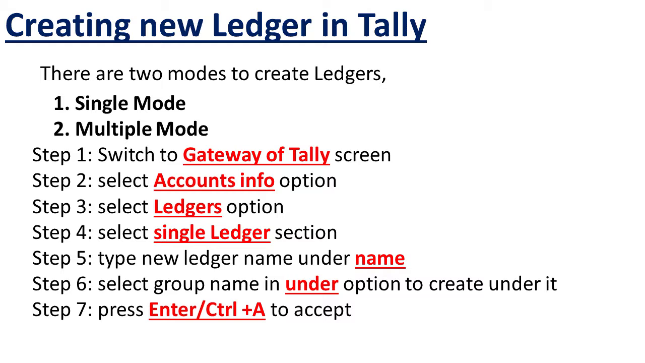Switch to Gateway of Tally screen, select Accounts Info, select Ledgers option, then select Single Ledger, then type the new ledger name under Name, and then select Group Name under Option, then press Enter or Ctrl A to save it. Now we will see a practical example.